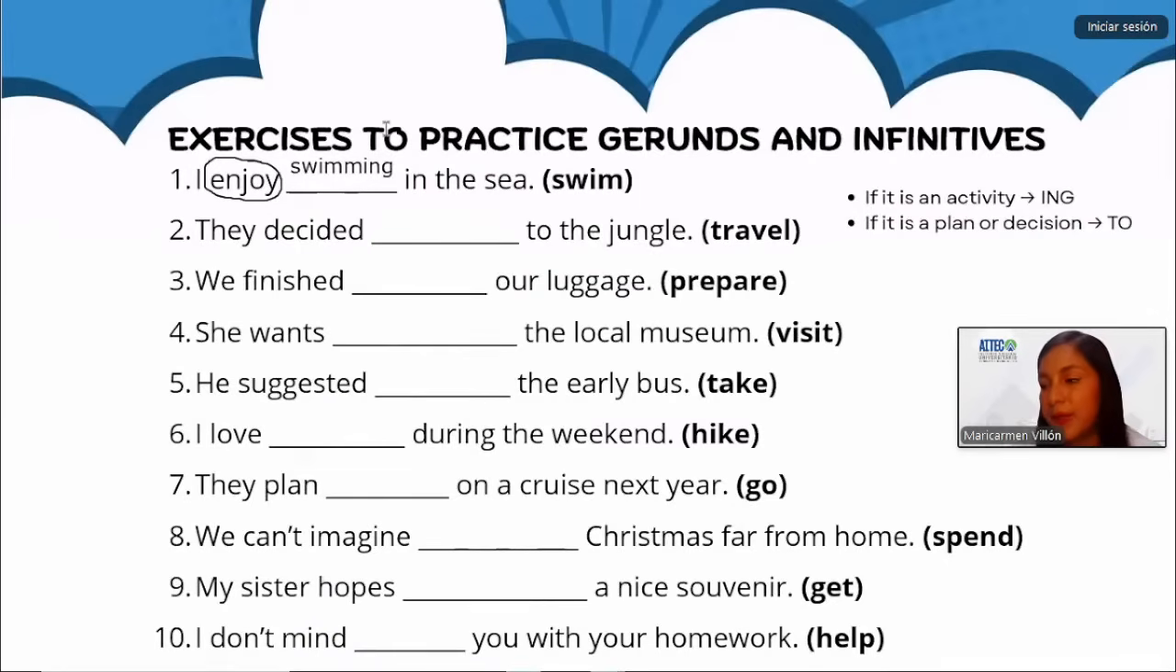Recuerden que gerunds habla más de actividades, las cosas que nos gustan. Ok, vamos con la siguiente. Usted me va a decir, they decided to travel, o cree usted que será they decided traveling? ¿Será que agregó el to antes del verbo? ¿O será que agregó ing al verbo? ¿Será gerund? ¿Será infinitive? Usted decida.